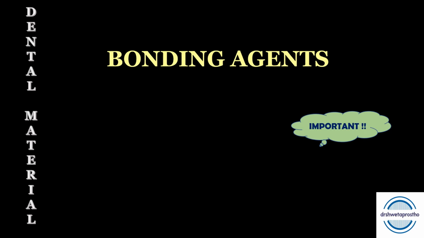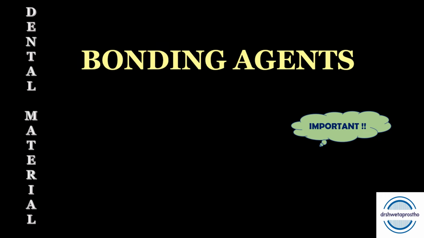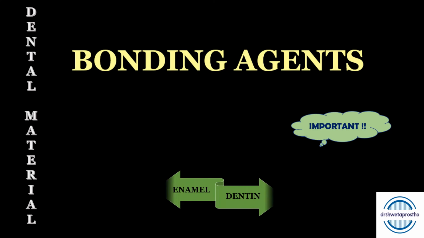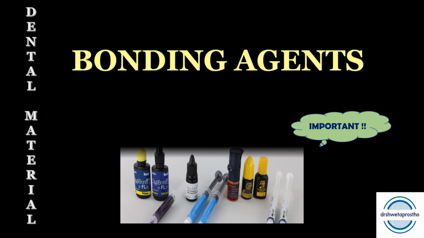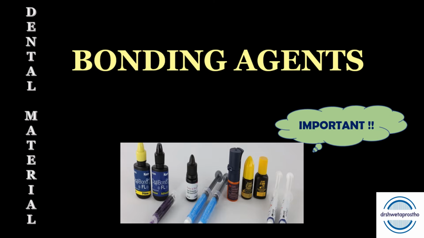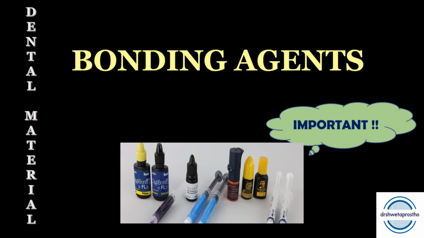First, we will discuss the concept of bonding with the enamel, then with the dentin, and then we will proceed with the different generations of the dentin bonding agents. This is an important topic in regard to the theory questions, then the grand viva, and it is also kept as a spotter in the practical final exam. Multiple choice questions are also framed from this topic. So let's begin.